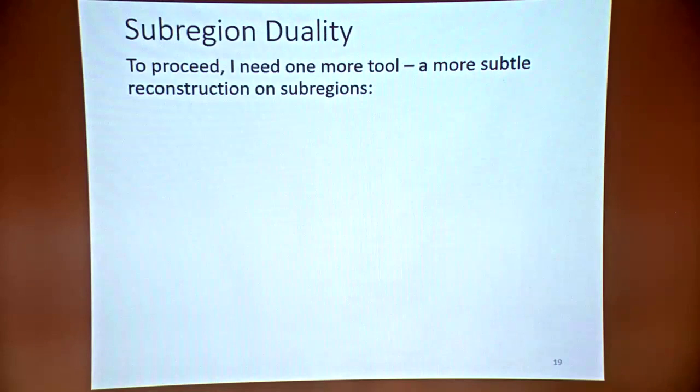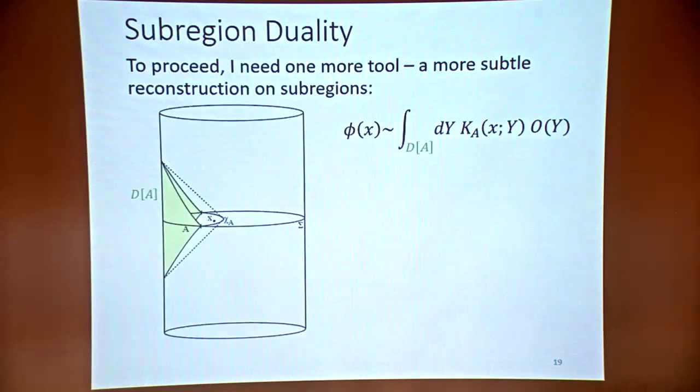For the second paradox, I need one more tool, which is a more subtle version of the reconstruction that we have done on the previous slide. This is done on what is known as subregions. So the picture looks like this.